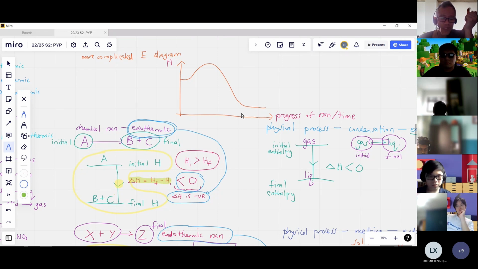Now, what's on the left? The initial, right? Initial component or the reactants. So A is here, on the left, right at this horizontal line. What's on the right? B and C. These are the products. B and C are here.